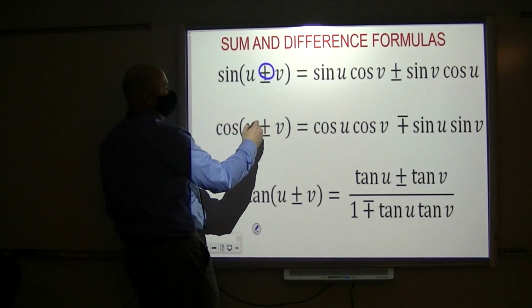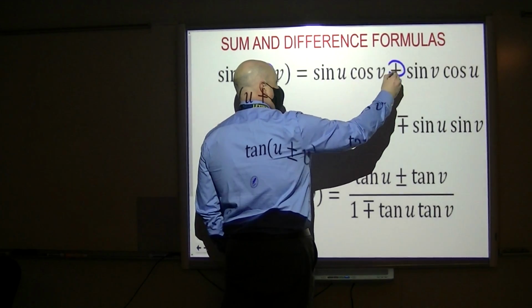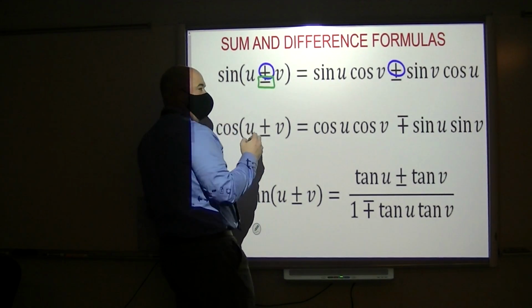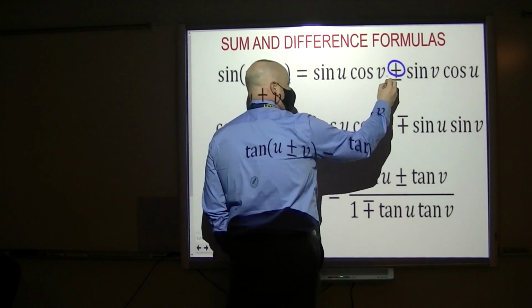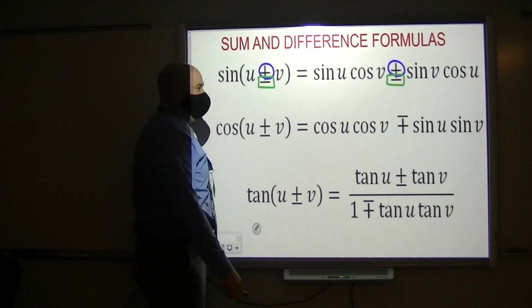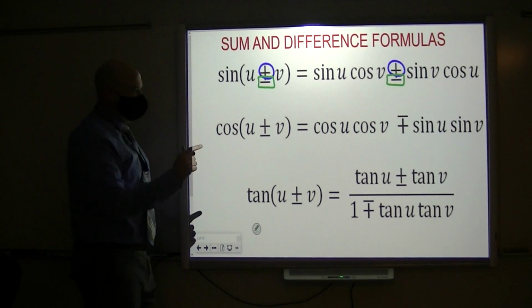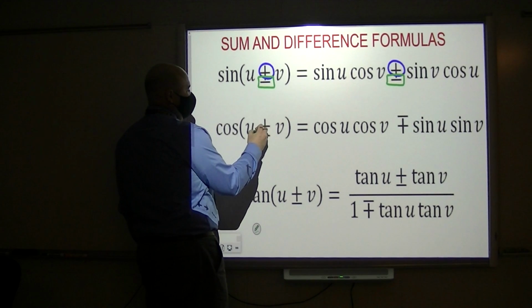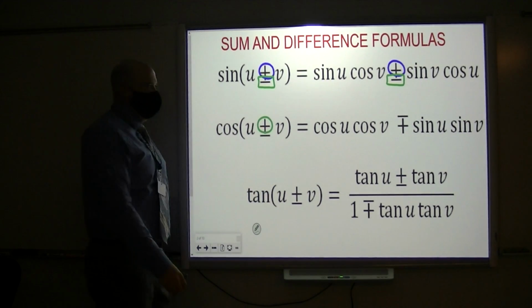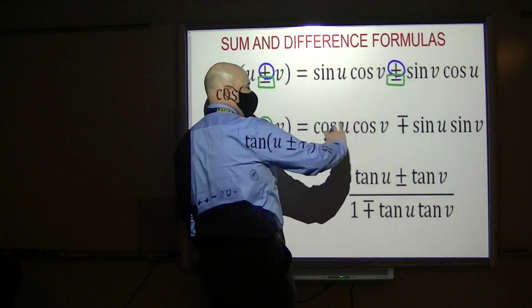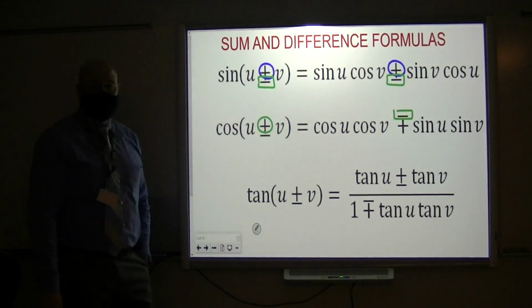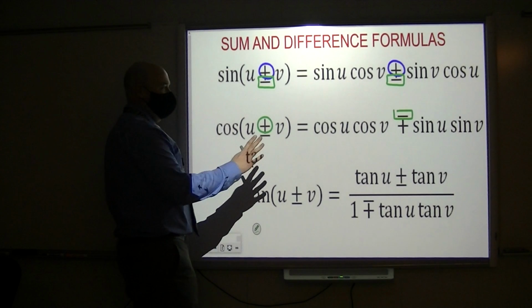So if there's a plus here, it corresponds to a plus here. When there's a minus sign or a difference inside that sine value, then the difference is used in this space. But that changes for cosine. When you're taking the cosine of a sum, this expansion uses a difference or a minus sign. Okay, so this is what we're talking about.